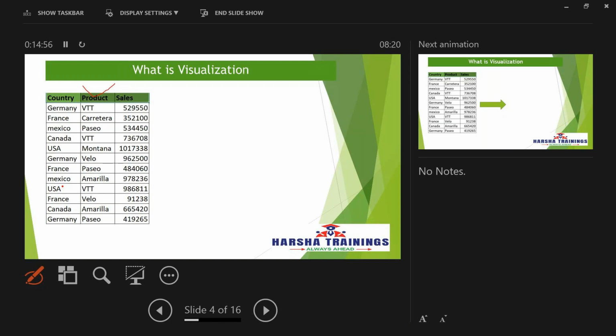Now I do have one requirement. Apart from this data, from Germany I'm getting some sales. What is that? 5,29,000. I'm getting some sales. From France I'm getting some sales. Now if I'm asking how many sales I'm getting from Germany only, according to this data, three Germanys we need to add, and then we need to get the total.